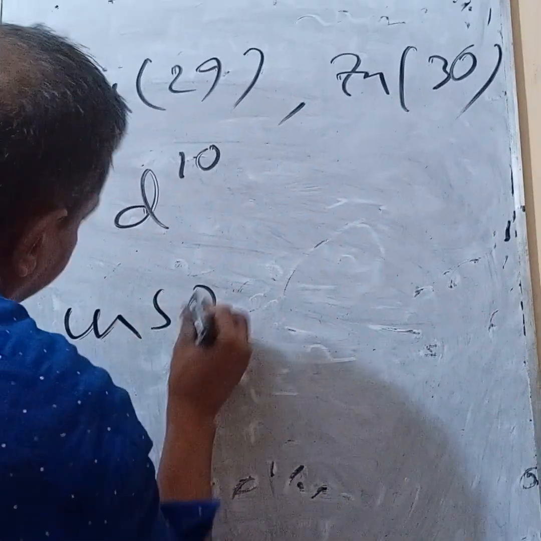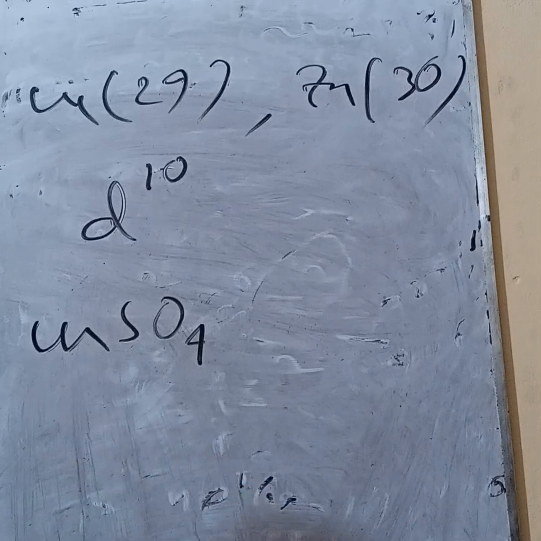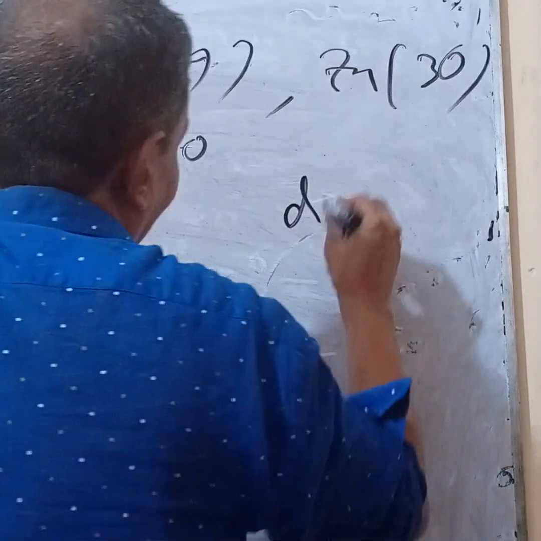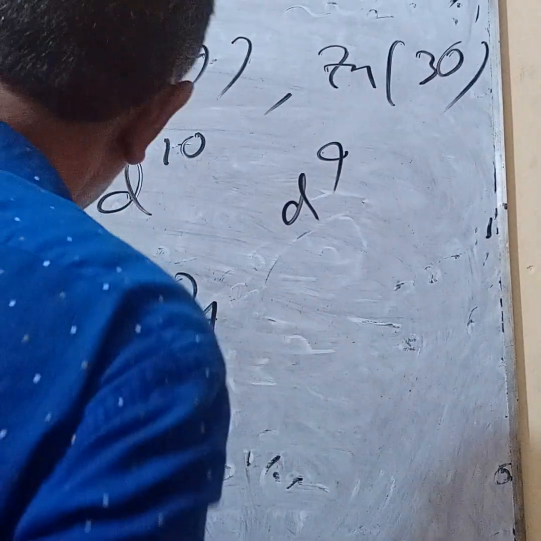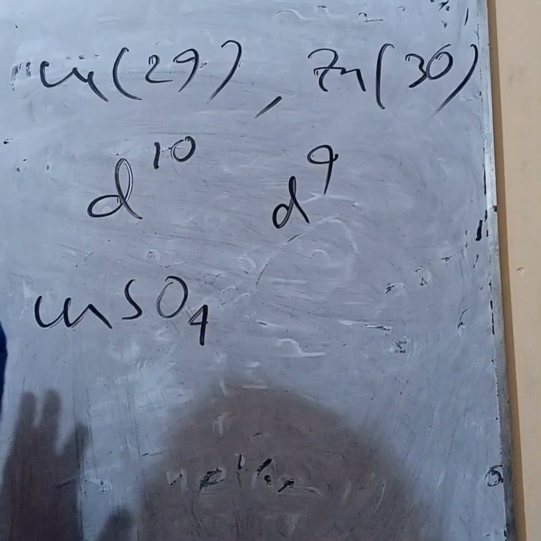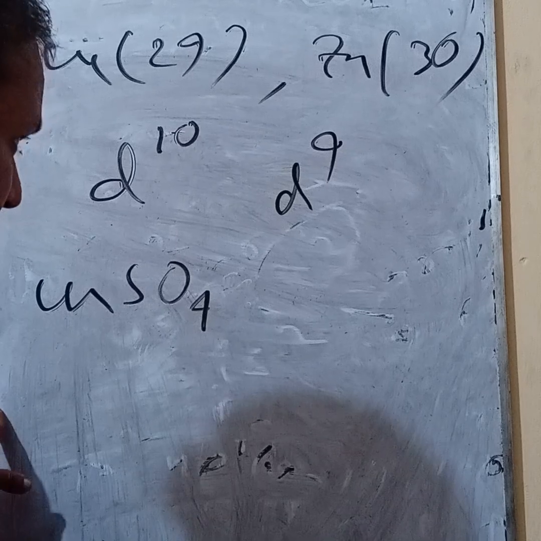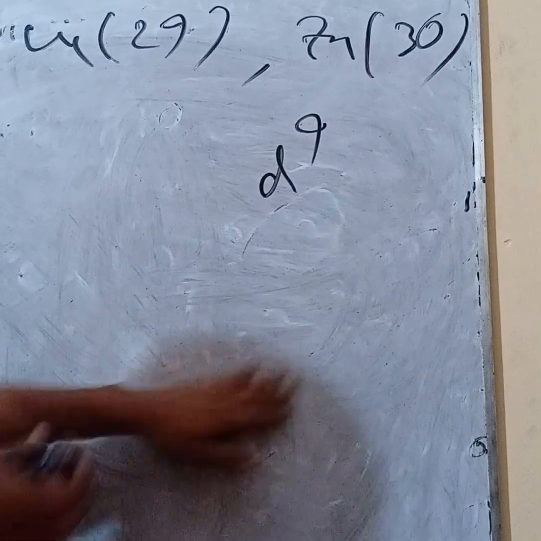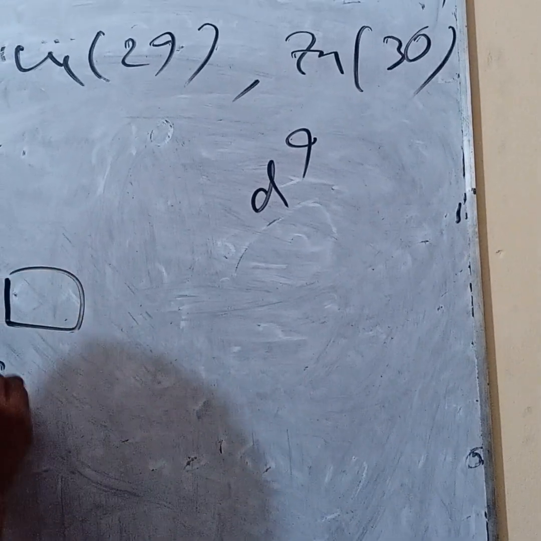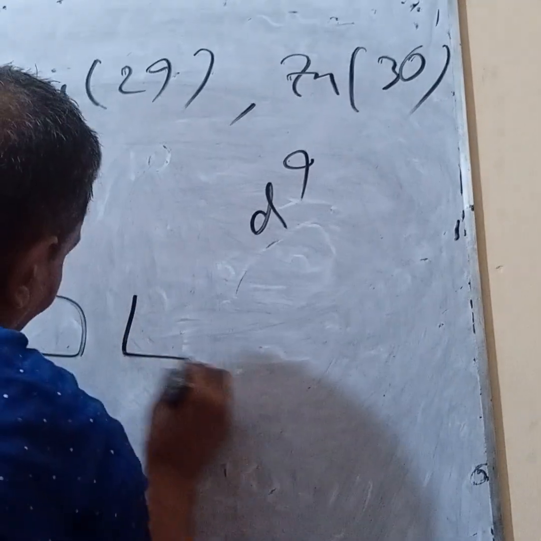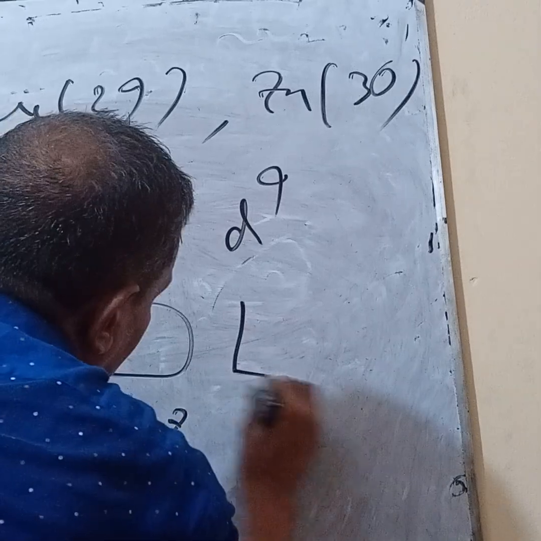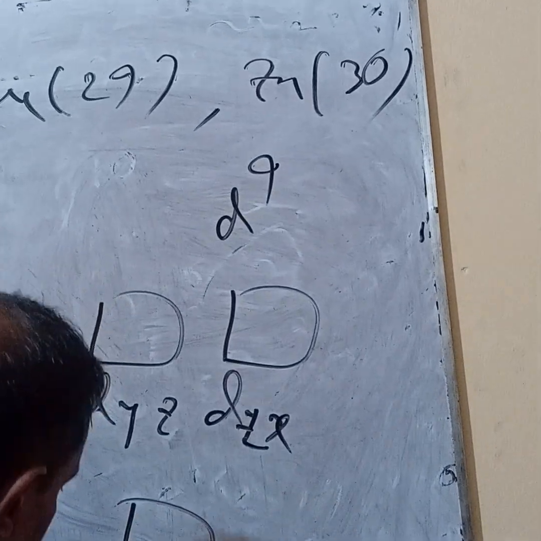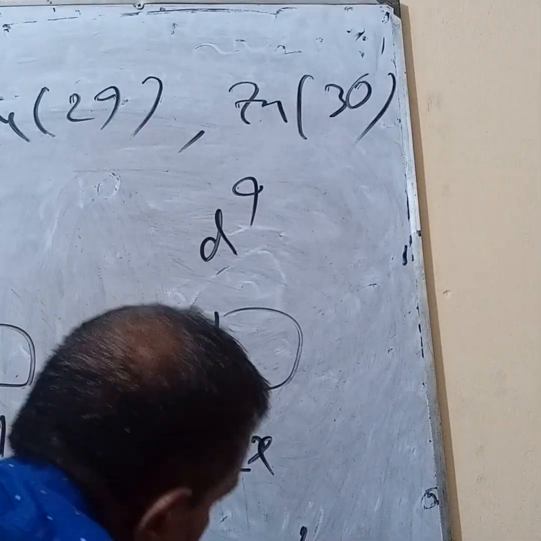Copper sulfate is a blue colored compound. Why is it blue? Because copper is d9, and it will remove an electron from the s orbital, leaving the d orbital at 9. So it is a colorful compound because dxy, dyz, dzx, dx square minus y square, and dz square are not fulfilled.